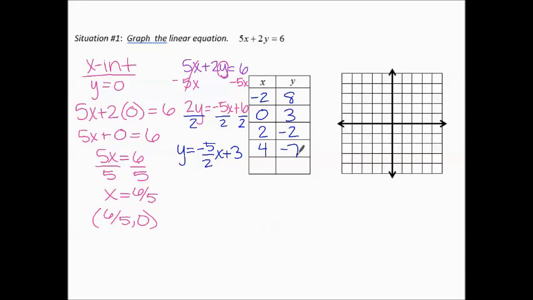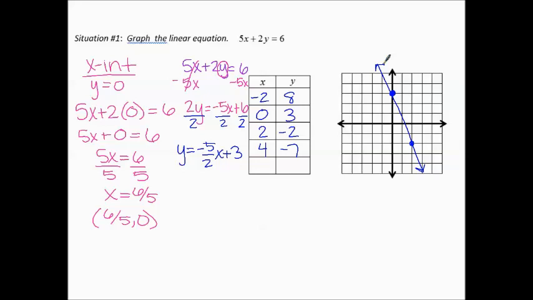Now I'm going to go over to my graph and see which of these points I can plot. So I see negative 2, 8. Well, that kind of goes off my graph. So let me look at the next point. 0, 3. I can plot that. 0, 1, 2, 3. 2, negative 2. I go to the right 2 and down 2. And 4, negative 7 will also go off my graph. So I'm just going to connect these 2 points. And there is my graph. That is the graph of this equation.